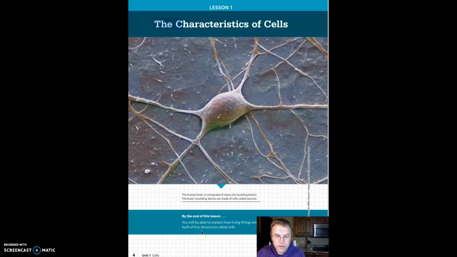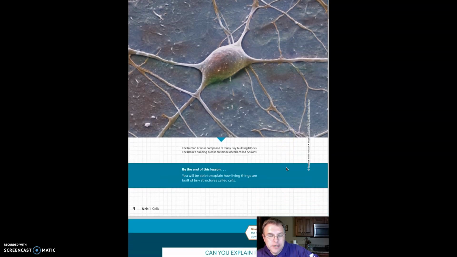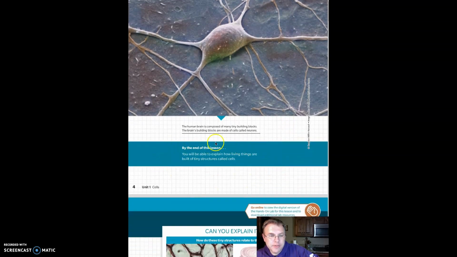Hey everyone, today we're going to be working through our first exploration, exploration 1, on our cells unit. You can see up there this is our first lesson in our cells unit, and lesson 1 is called the characteristics of cells. There's a nice picture of a human brain right here, actually one cell out of a human brain. That's called a neuron, as you can see in the little description in the picture down below.